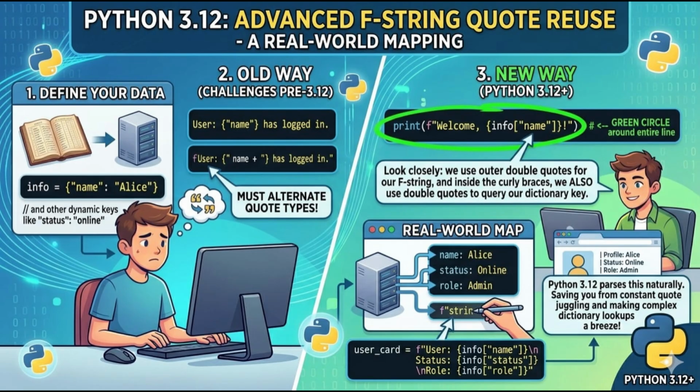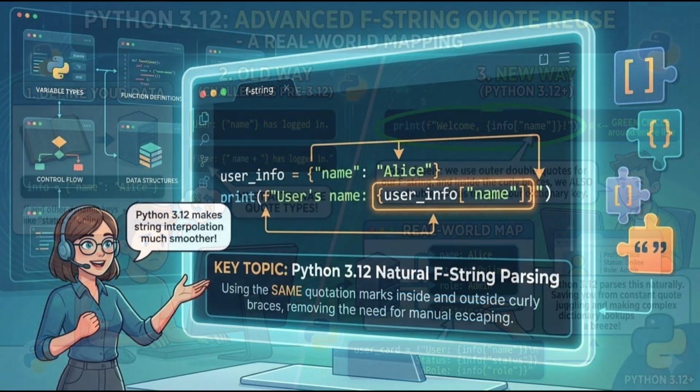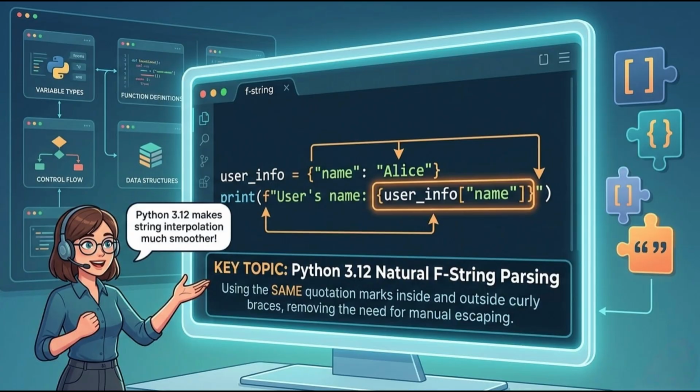We define a dictionary called info containing keys like name. Look closely at how we print this out. We use outer double quotes for our f-string, and inside the curly braces, we also use double quotes to query our dictionary key. Python 3.12 parses this naturally, saving you from constant quote juggling.